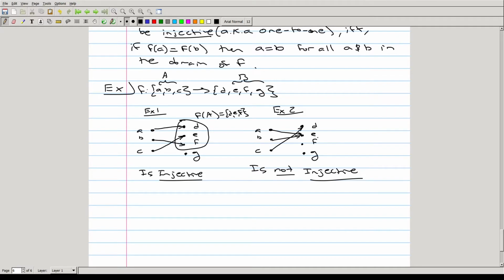This is not injective because of this E here, the range of this function right here. I'm just realizing that we're calling the function f, so having f be included in the list of terms probably isn't the best thing right here, so I'm just going to change that to h. The range of the function in example 2 is just the set D and E, but E has two separate elements from the domain that map to it, so therefore this is not an injective function.